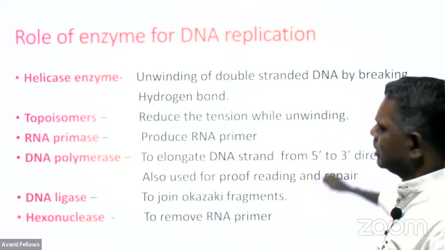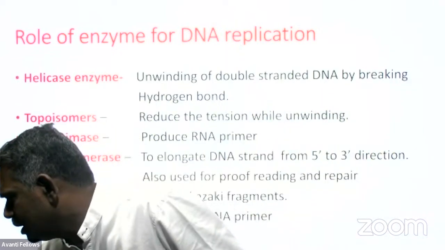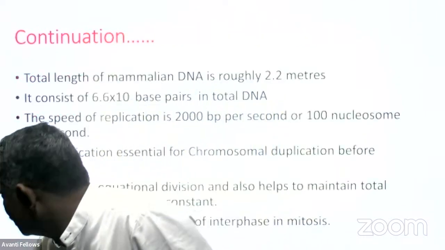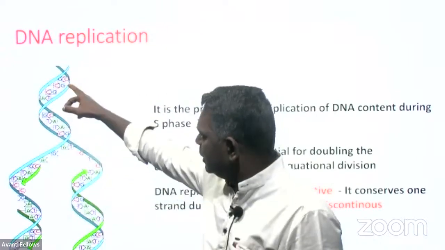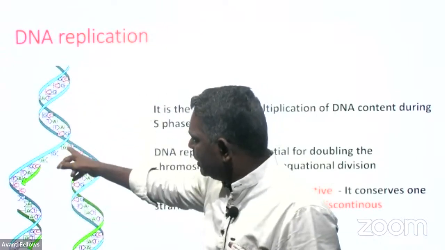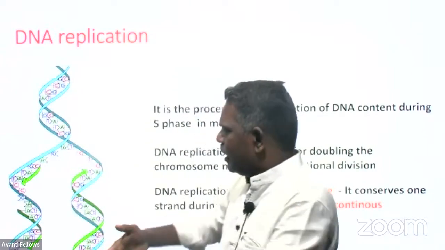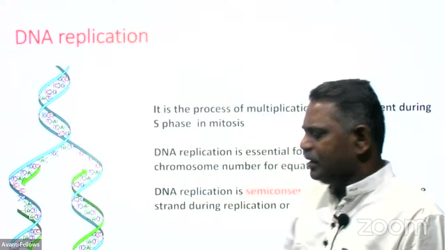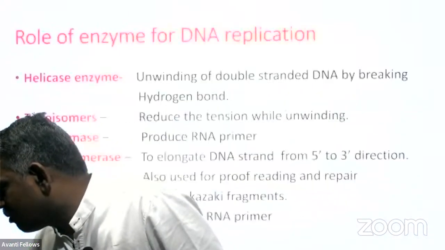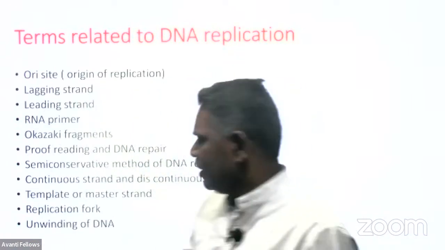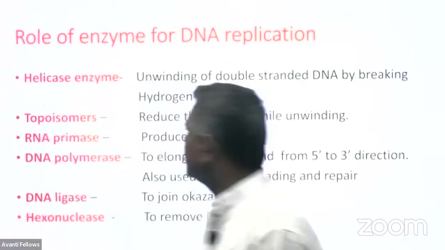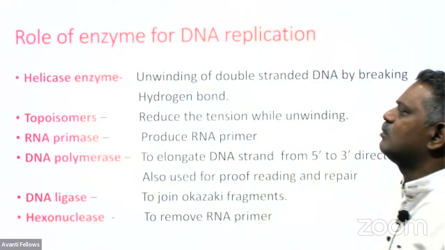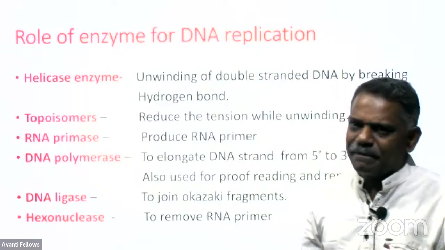Here you can see the diagram. Right here, this is the DNA strand, double stranded, and it cuts its hydrogen bonds and separates. That is called the unwinding of the DNA strand. And this unwinding of the DNA strand requires this enzyme. The name of the enzyme responsible for unwinding the double strand by breaking the hydrogen bond is called the helicase enzyme.